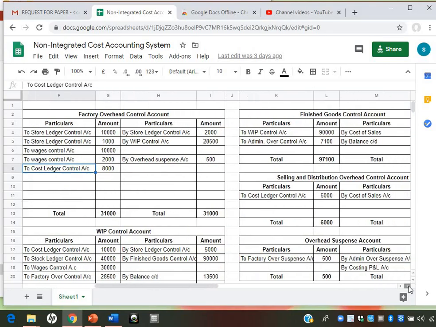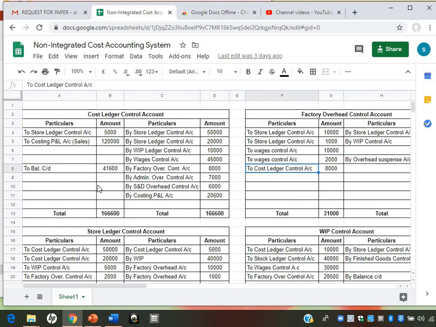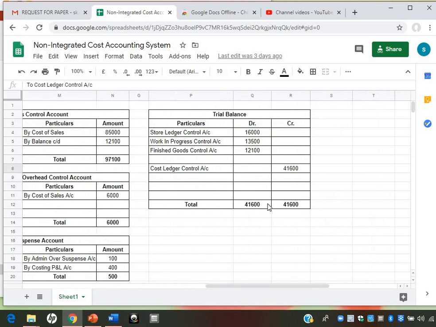Now accordingly we can prepare our trial balance, and you can see in store we are still having 16,000 of material. In case of work in progress, 13,500 of goods are still in the production pipeline, and in finished goods we are having 12,100, and the cost ledger control account balance is 41,600, that we have seen just now. So you make the balance, and the trial balance tallies. So in this case you can see the question is correct.